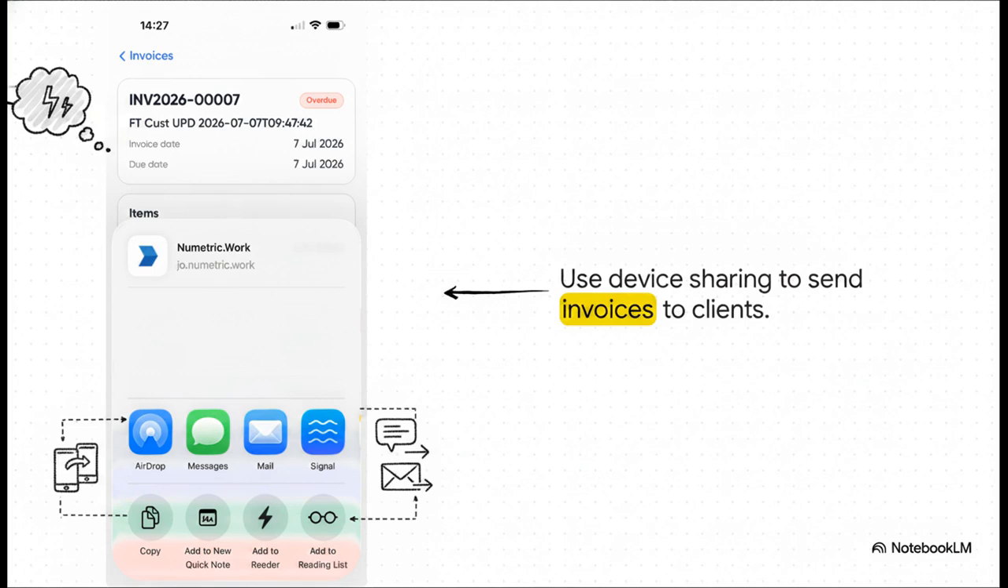Once that invoice is finally approved, you obviously need to get it to the client. Well, NuMetric Go leverages your device's native sharing capabilities. Tapping Share just pulls up your familiar iOS or Android sharing sheet. That means you can instantly airdrop it to a client sitting right across the table from you, shoot it over in a quick text message, or just drop it into an email. It's incredibly fast because it uses the exact tools you're already familiar with on your phone.